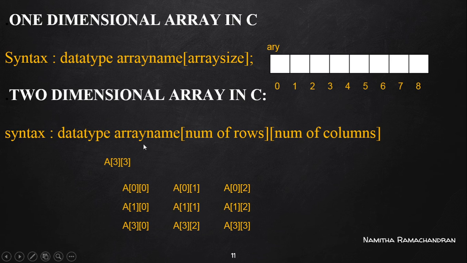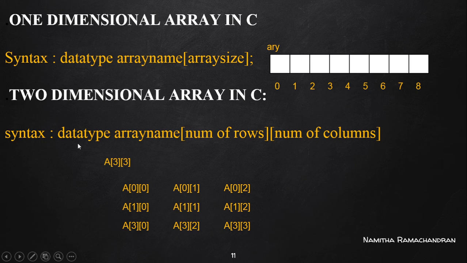Okay, so in a two-dimensional array we need to specify two dimensions. One is the dimension along the horizontal, and the other is the dimension along the vertical. That means we need to specify the number of rows present and the number of columns present. The first size indicates the number of rows, and the second size indicates the number of columns present. So this is the syntax of our two-dimensional array.